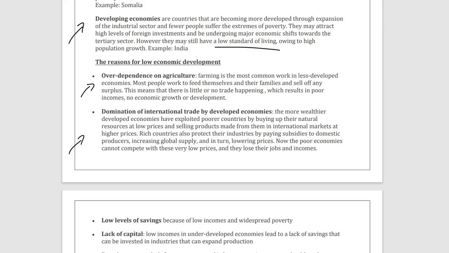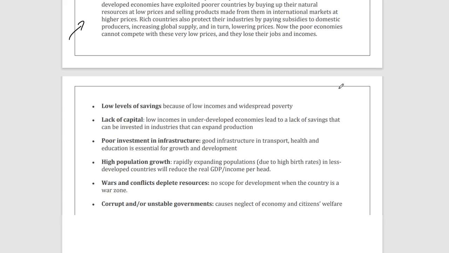What this basically means is that rich countries, okay, will basically pay domestic producers to increase global supply. Okay, so poor economies will not be able to compete with these prices, and hence they will lose their jobs and income and stuff like that. So what this basically means, the wealthier developed economies will put such high prices that poor countries won't be able to afford basic necessity products, because not all products are actually found within their country. Okay, so that's reasons of low economic development.